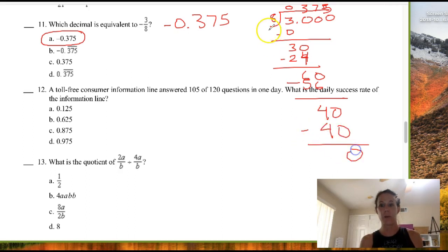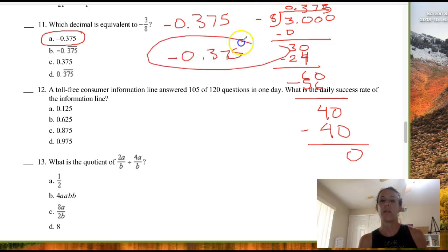It ends in 0. It does end. It doesn't go on forever. And then I go ahead and bring straight up my decimal. So my solution is 0.375, and it was negative. So my solution would be negative 0.375. Same one I got when I used the calculator. Just be careful you don't fall for that repeating line there and get that one wrong.